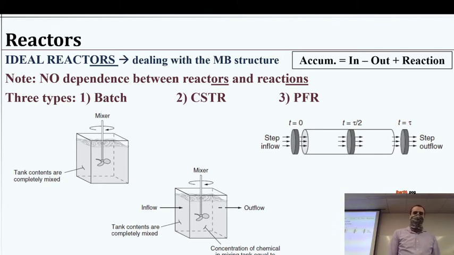Okay, so we have three types. And really what we're gonna be looking at is how the reactor itself affects what's coming in, what's going out. Those two components are really what we're going to be focused on here.